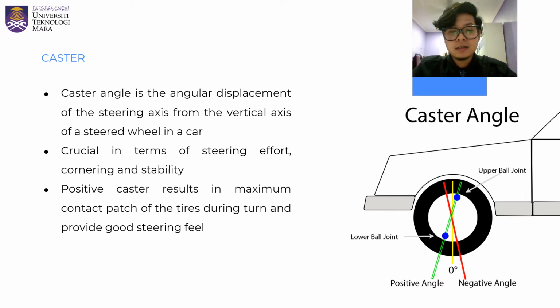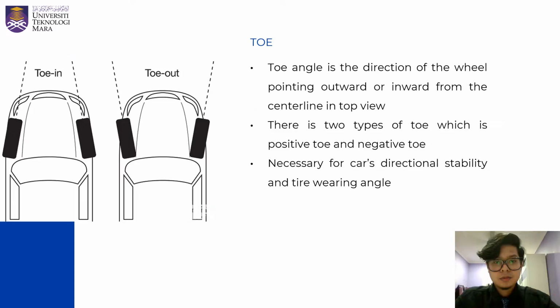Secondly is the caster. Caster angle is the angular displacement of the steering axis from the vertical axis of a steered wheel in a car. Caster angle is very important in terms of steering effort, cornering, and stability. In any vehicle, positive caster is applied to ease the return of the tire to an upright position when coming out of a turn. F1 cars have at least a few degrees of positive caster angle.